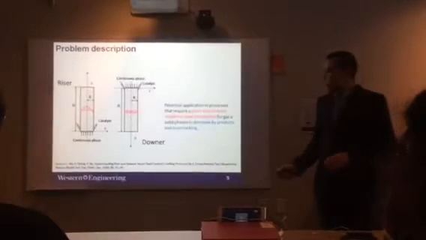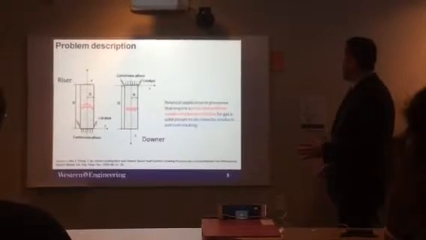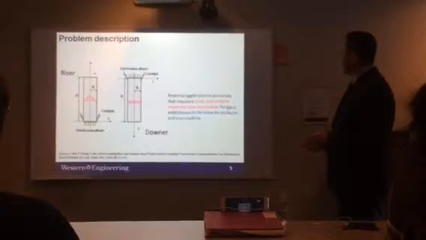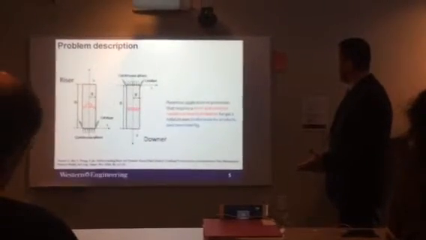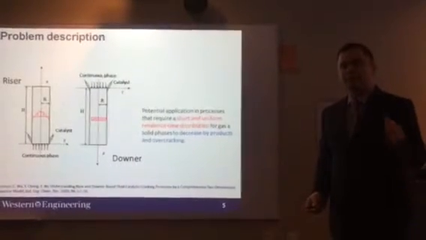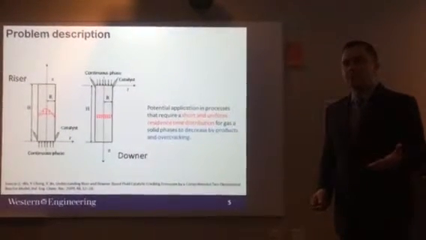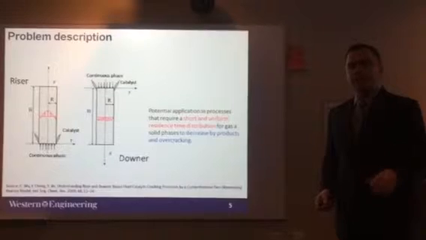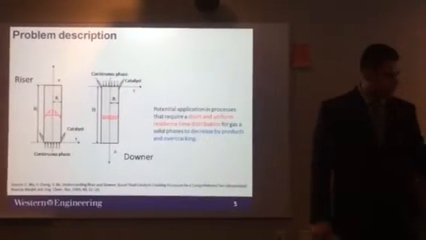having said that, the downer has potential application in processes that require short and uniform residence time distributions. An example of that process is gasoline production. The gasoline is an intermediate product where selectivity is important and reactions are very fast.